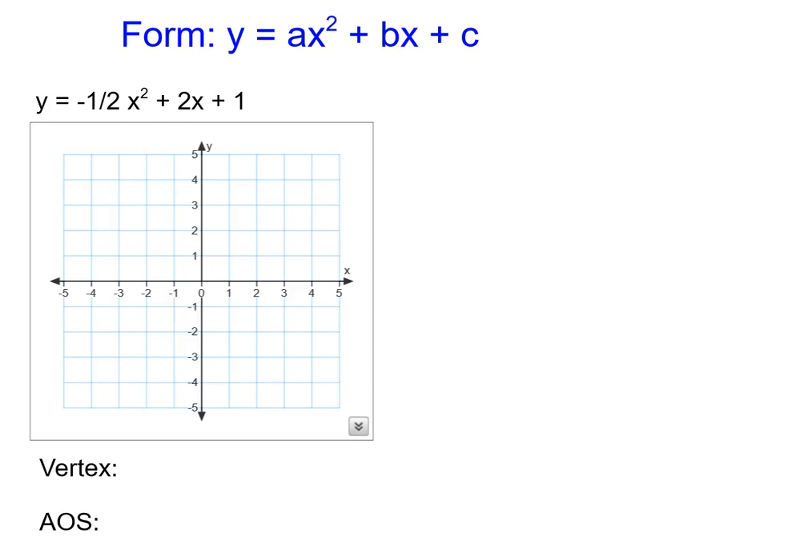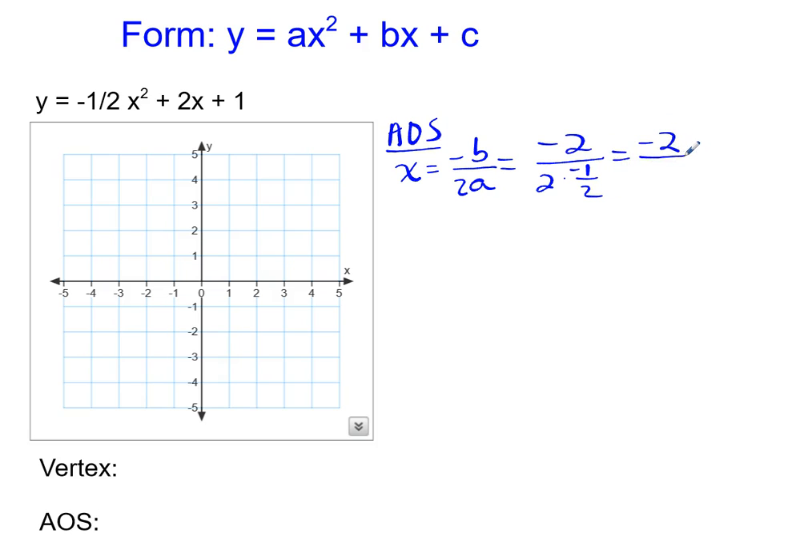Here we have another one, still in the form ax squared plus bx plus c. So we know that for these we have to find the axis of symmetry first by doing x equals negative b over 2a. Our b is 2, so negative 2 over 2 times a, which is negative 1/2. We get negative 2 divided by 2 times negative 1/2, which is negative 1, so negative 2 divided by negative 1 is 2. So we get x equals 2. I'm sorry, I misspoke. Now we know the axis of symmetry is x equals 2.